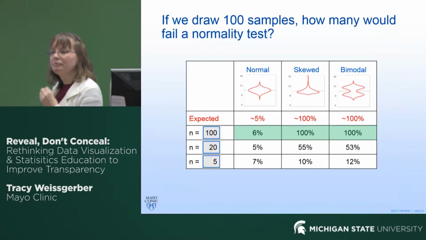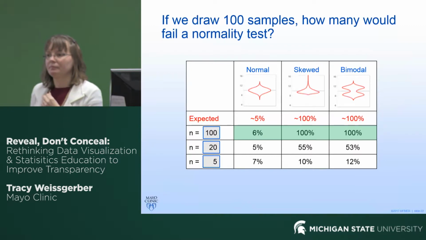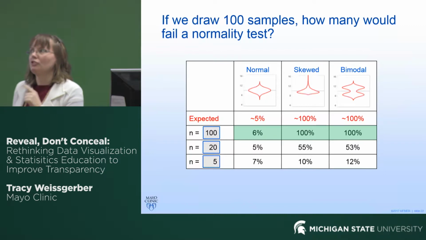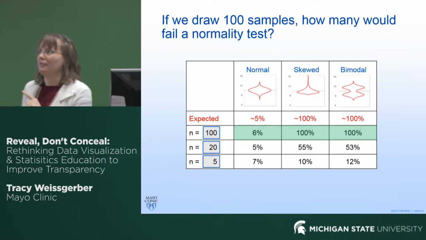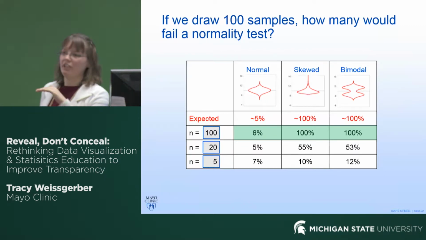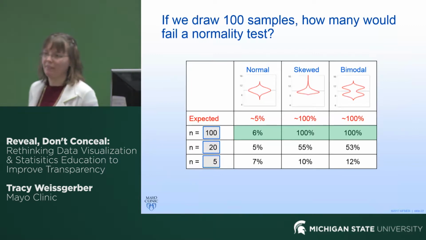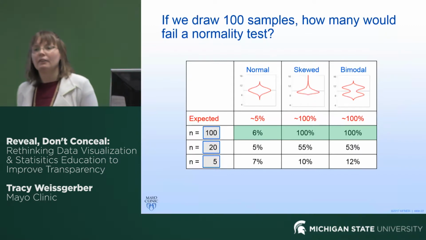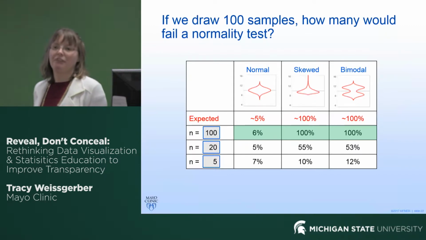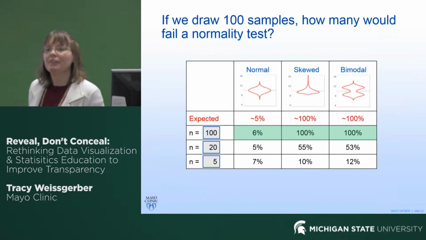Yeah? I'm not sure, but we can also change it. This is all done, so it can be changed to be whatever normality test we want to use. Yeah. Oh, the question was what kind of normality test was used.